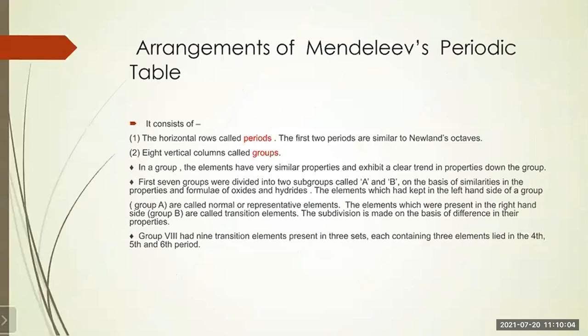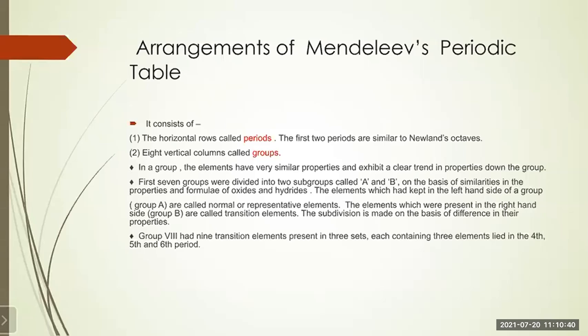Now let us see the arrangement of Mendeleev's periodic table. It consists of horizontal rows called the periods. The first 2 periods are similar to Newlands' octaves. Then it has the 8 vertical columns called the groups. In a group, the elements have very similar properties and exhibit a clear trend in properties down the group.